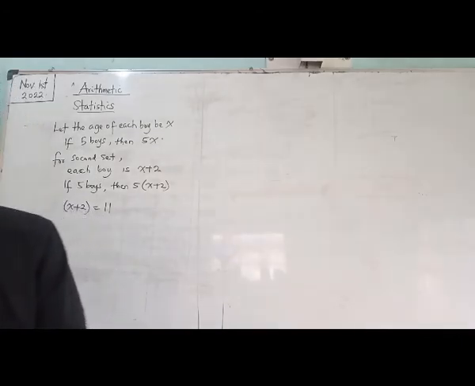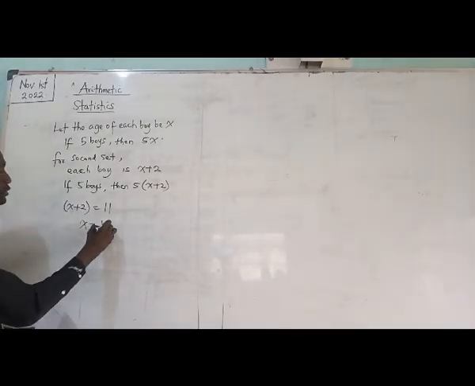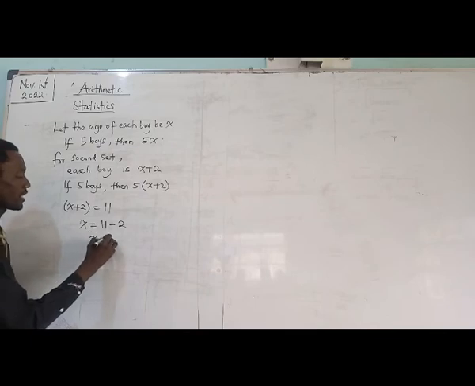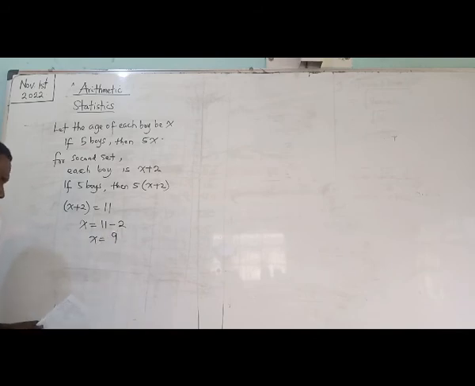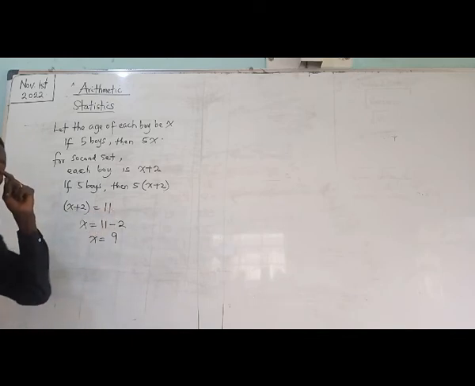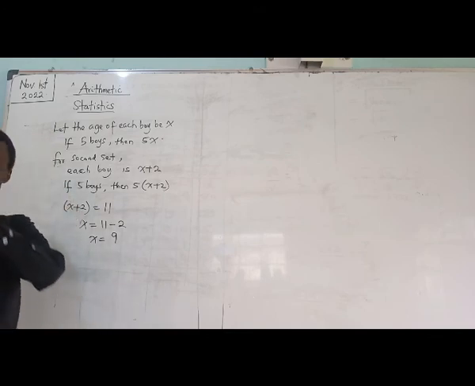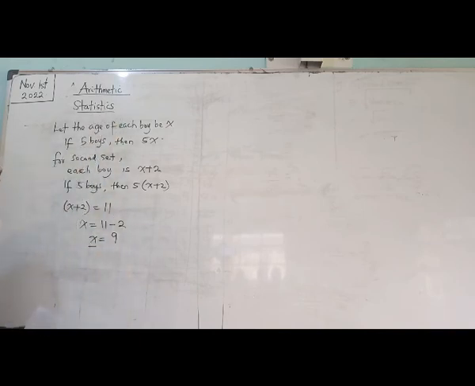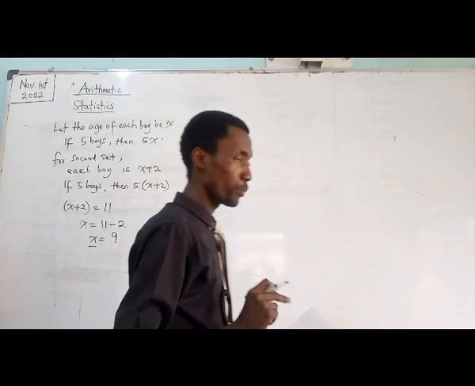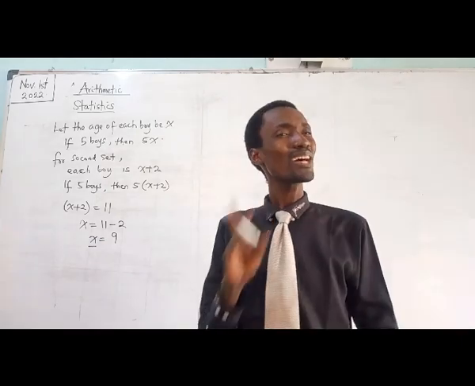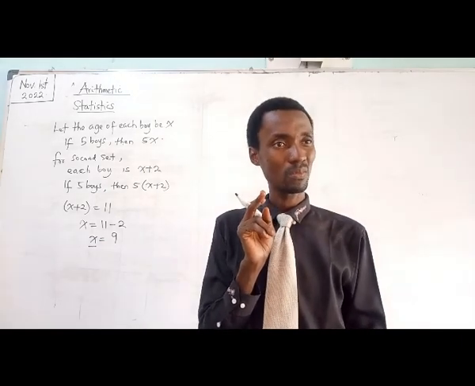Alright, so let's assume that what I'm saying is right. So x will now be equal to 11 minus 2. And that means that the age of each of the boys in the second set will be 9. Are you sure about that? Oh, okay. Thanks very much. x plus 2 equal to 11 gives me the age of one boy in the second group. So x is actually the age of the first group. That's correct. So each boy of the first group will be 9 years old. But that's not what the question is asking us to do. Beautiful.